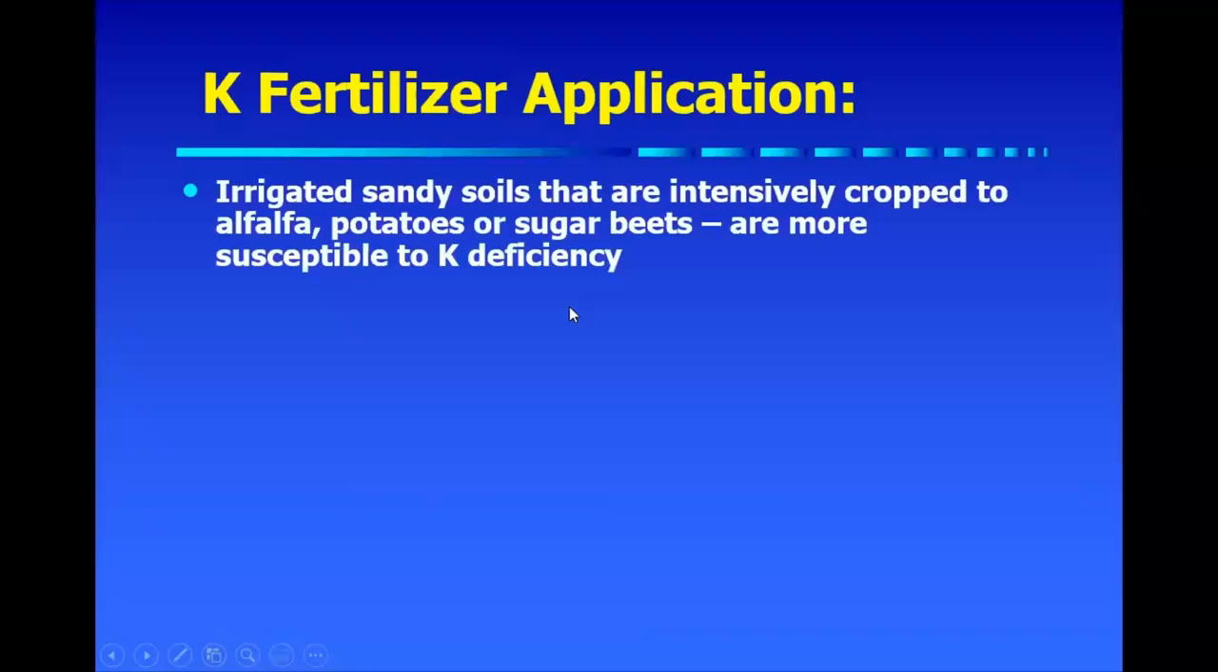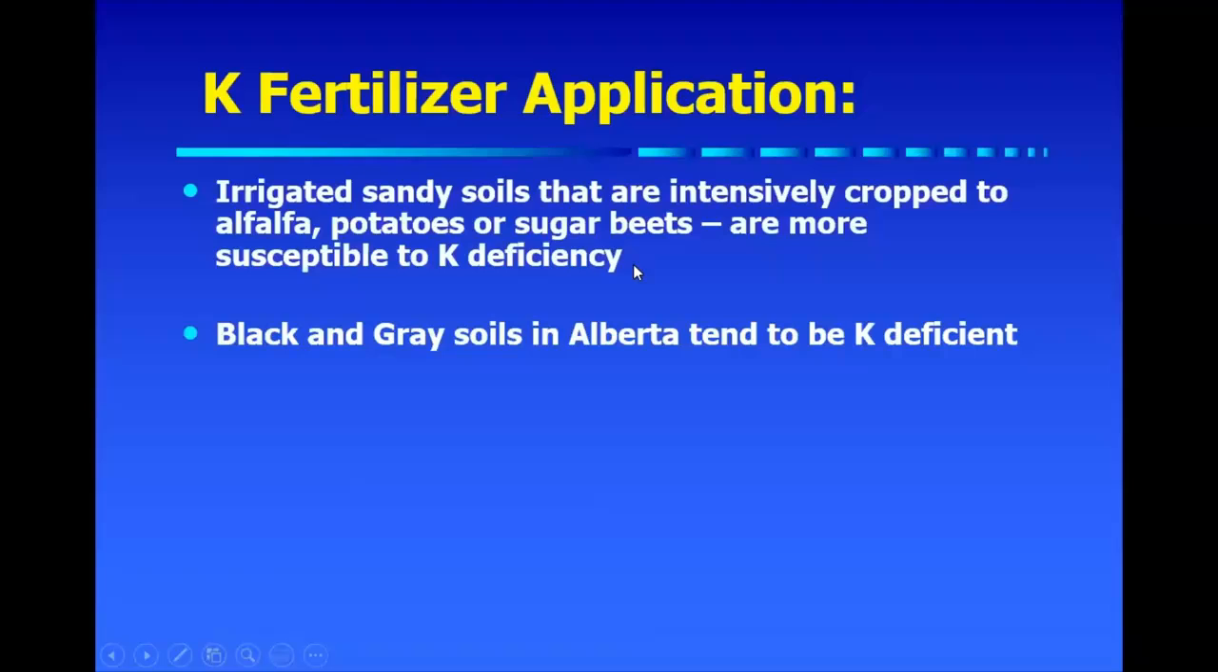And just a few comments. In southern Alberta, where would you most likely see a potassium deficiency? Irrigated sandy soils tend to be the most deficient in potassium. And if you're having intensive crop rotation, where you might have alfalfa, potatoes, or sugar beets in rotation, all these are very big potassium users. Some people are growing soybeans now. They're a heavy user of potassium as well. They're more susceptible to potassium deficiency.